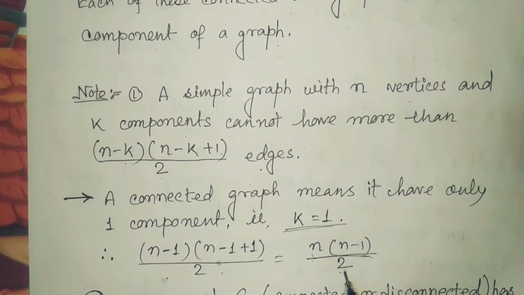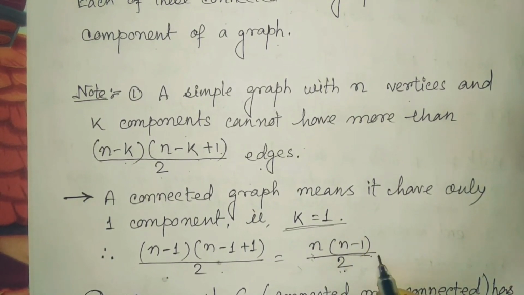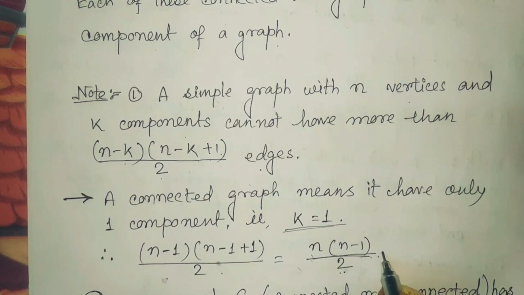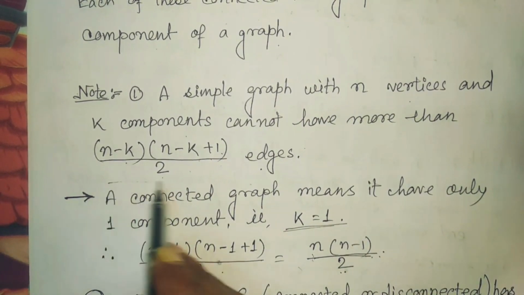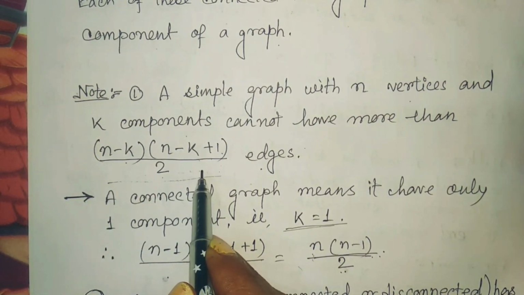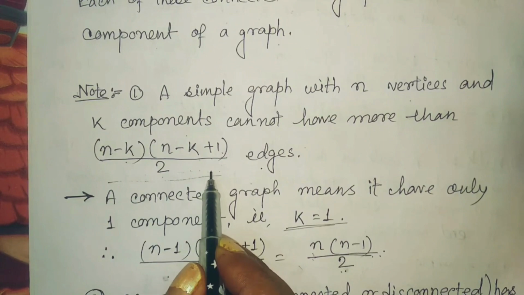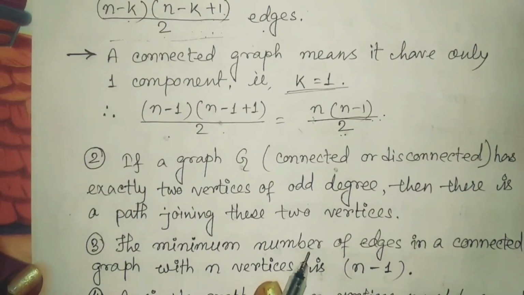So if it is a connected simple graph, then this is the maximum number of edges. And if it is a disconnected graph, then depending upon the number of components, this is the total number of edges which a disconnected graph may have. Now the second note is what?